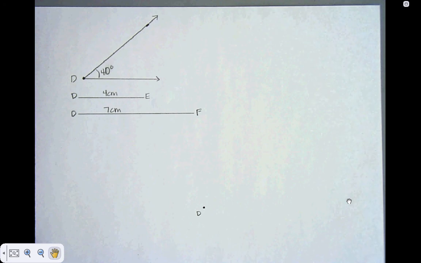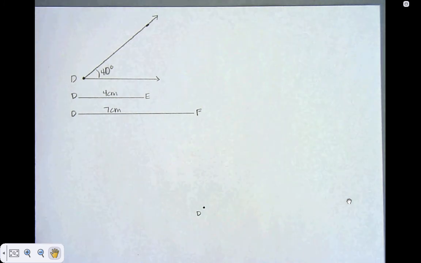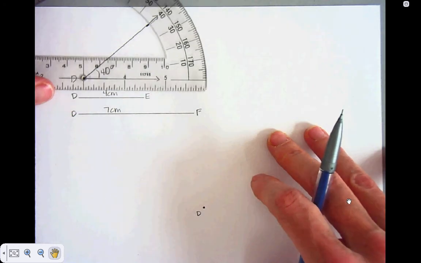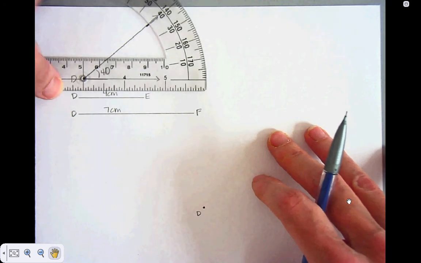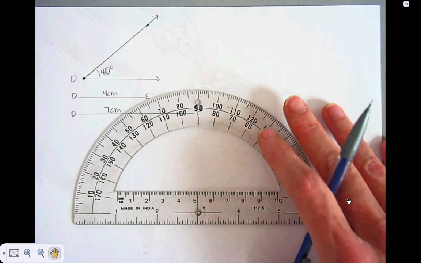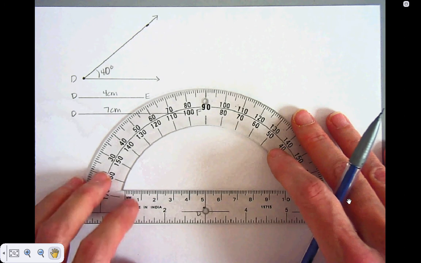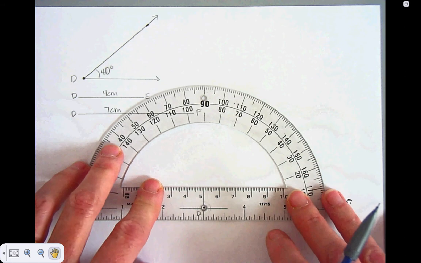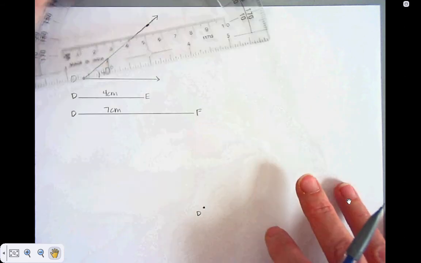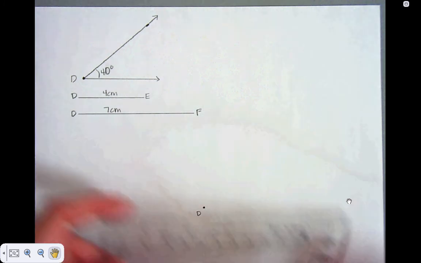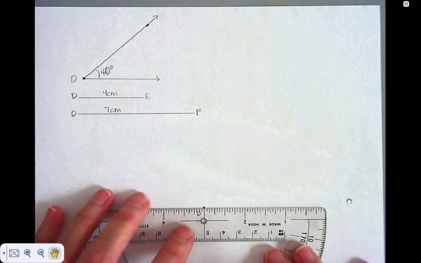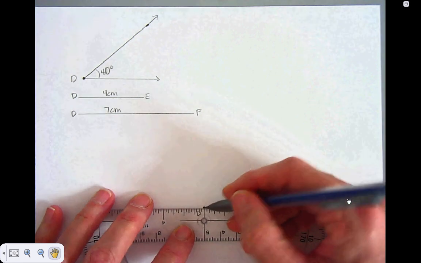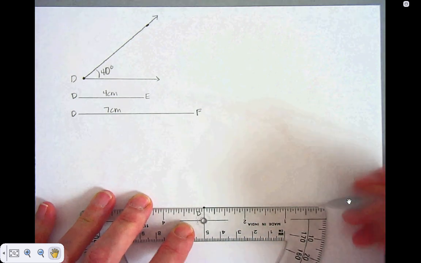Alright, so I've copied this from your lesson worksheet, but I've copied it here on my blank piece of paper. So if we've measured 40 degrees from here, then what I'm going to do is measure it from over here. So notice that if I have D, I'm going to make this 7 centimeters. You can do this one of two ways. We can go ahead and draw a line if you want. That is going to be 7 centimeters. And we'll just draw a line for right now and we'll measure it later.